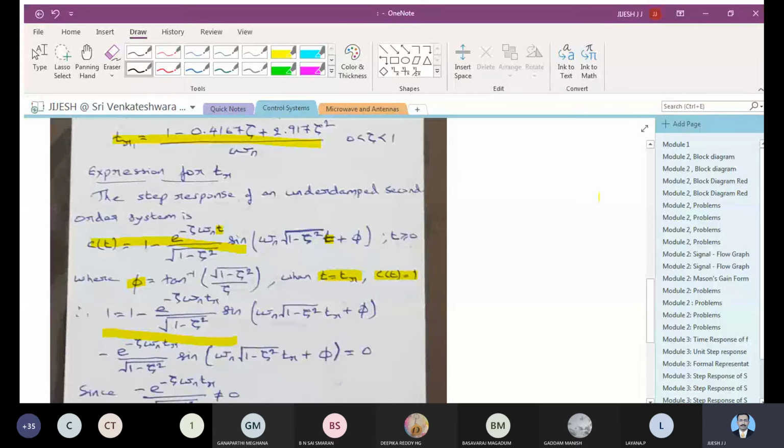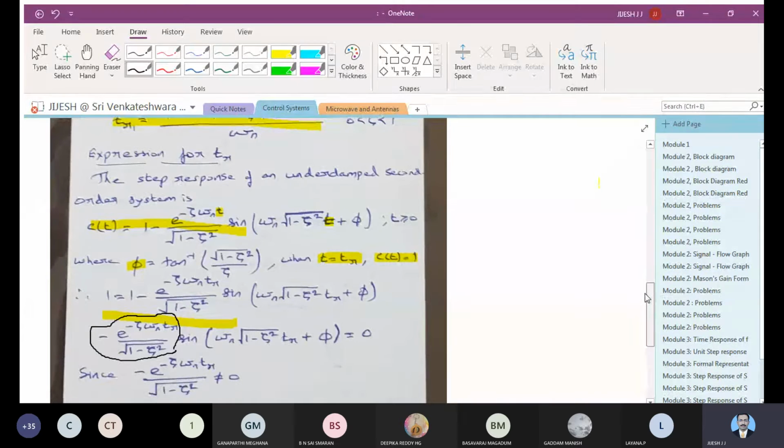So we have written e to the power of minus zeta omega n tr divided by root of 1 minus zeta square cannot be 0. So this term has to be 0. So we are going to solve it. Sine of omega n root of 1 minus zeta square tr plus phi should be equal to 0, because the other term cannot be equal to 0.